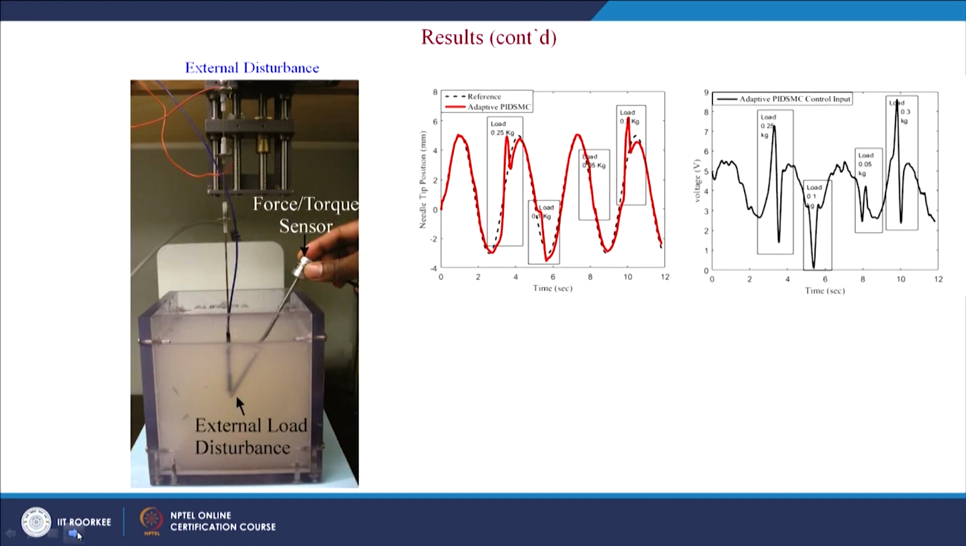And now we have given one more disturbance, in terms of external load disturbance. That is, the tip of the needle is disturbed by the force torque sensor by giving 0.25 kilogram, 0.1 kilogram, 0.01 kilogram, 0.3 kilogram, in the 0 to 0.5 kilogram range, at the needle tip while tracking the desired trajectory. Say the sinusoidal trajectory: go here, come back, go here, come back. That is the sinusoidal trajectory for this needle tip. During that time we disturbed the needle tip with this particular range of force.